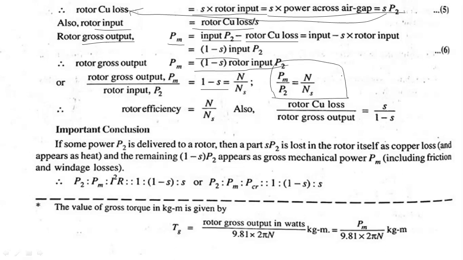And next, if you know the formulas, you can form any type of formula you want. Rotor copper loss is S into P2, divided by rotor gross output, which is 1 minus S into P2. P2 and P2 get cancelled, remaining is S by 1 minus S. So this is the important conclusion. These are the ratios of rotor inputs and outputs with slip and copper losses. So P2 versus PM versus copper loss: if P2 is 1, PM will be 1 minus S and rotor copper loss will be S.